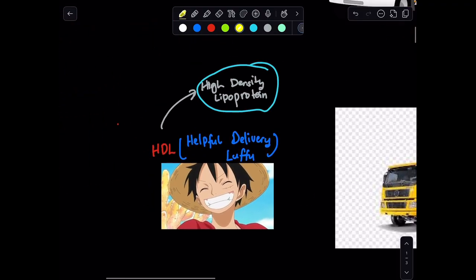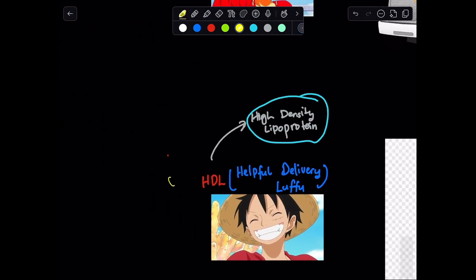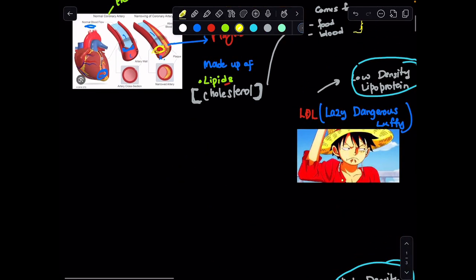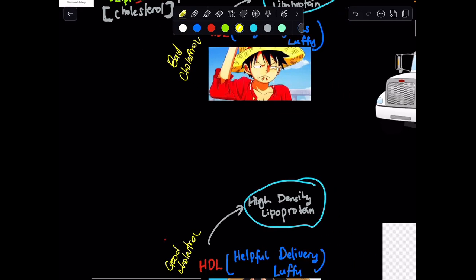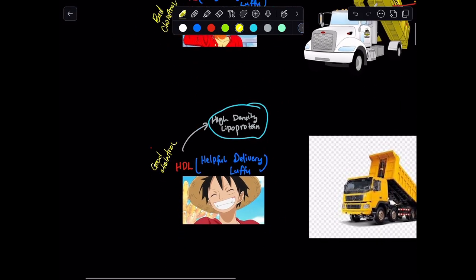So we're going to call HDL the good cholesterol and LDL the bad cholesterol. So we want the good cholesterol: more of the good cholesterol, less of the bad cholesterol.